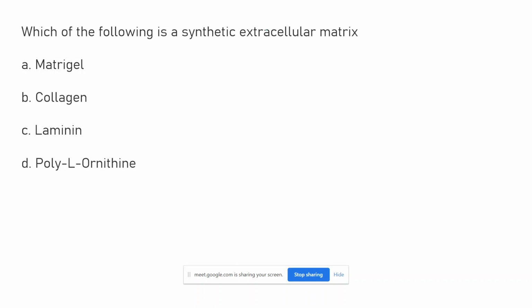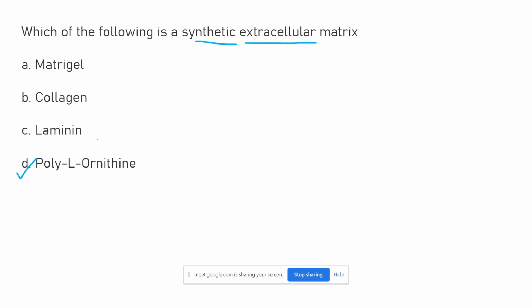Here we are talking about synthetic ECM, synthetic extracellular matrix. Out of all these, the synthetic extracellular matrix is poly-L ornithine. Matrigel is not synthetic. We discussed extensively in the previous lecture what matrigel is and what its components are. It is extracted from a mouse sarcoma. If you want more details, you can visit the previous lecture. I will provide the link at the end of this session in the chat box, so you can look up matrigel there.